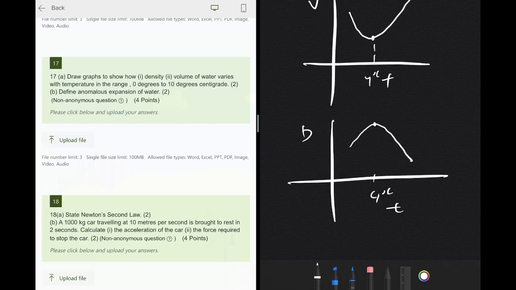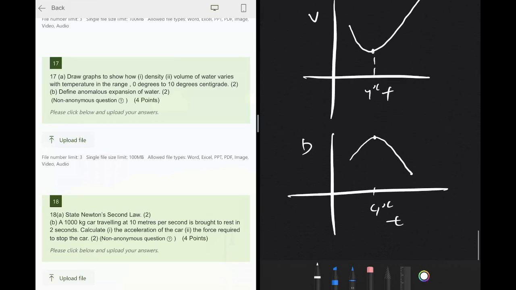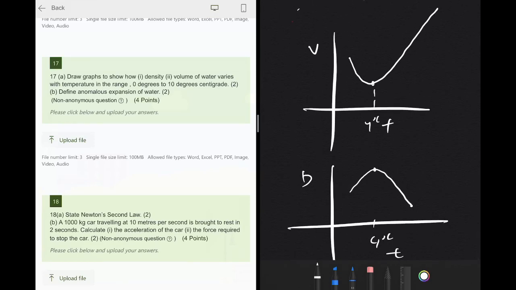Define anomalous expansion of water. Expansion of water when cooled below 4 degrees centigrade. So when cooled below 4 degrees centigrade, this part that you see here, the graph going up when the temperature is coming down, this is anomalous expansion.